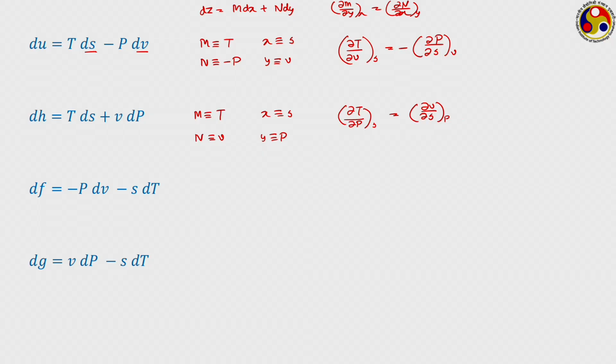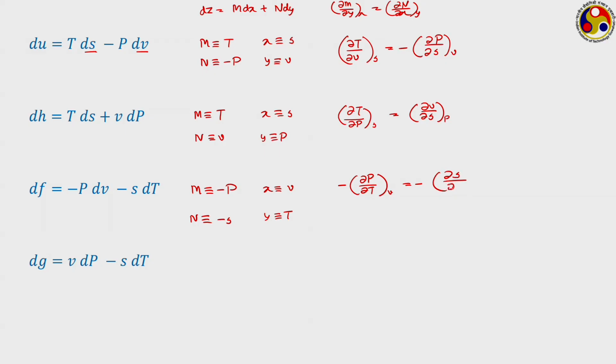Look at the third one, which is the one involving the Helmholtz free energy or change in the Helmholtz free energy. Here m is equivalent to minus P, n is equivalent to minus s, x is equivalent to small v, y is equivalent to T. So, from there what we can write is minus of ∂P/∂T with v constant is equal to minus of ∂s/∂v with T constant. The minus sign we can omit from there. So, this is the third Maxwell's equation. So, you have got 3 Maxwell's equations now.